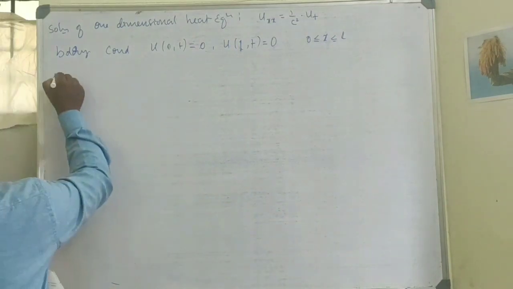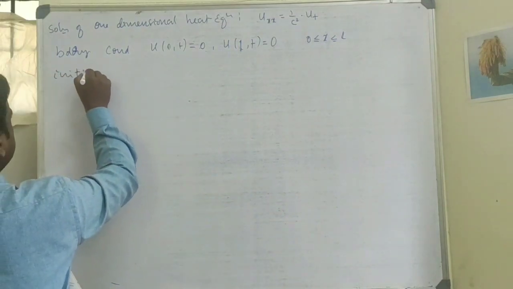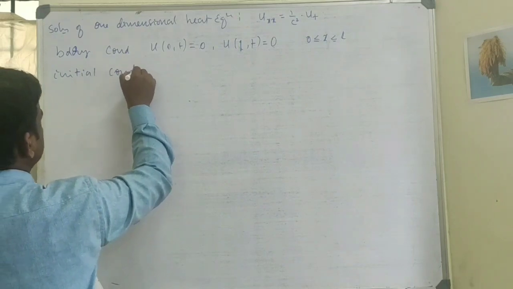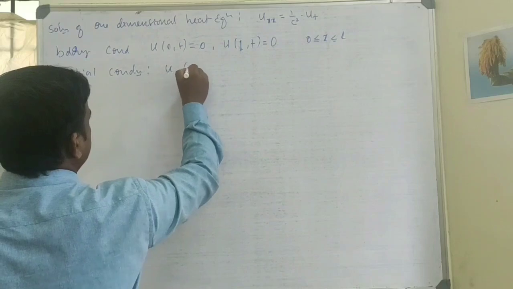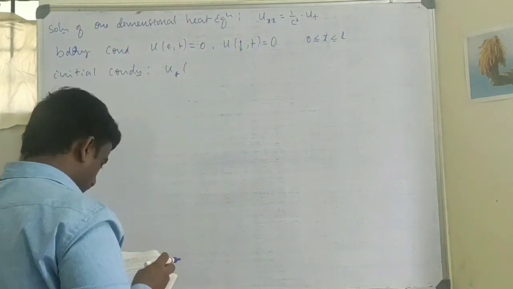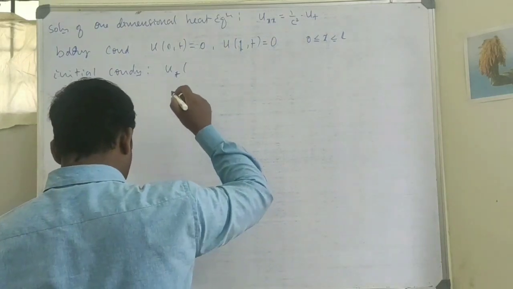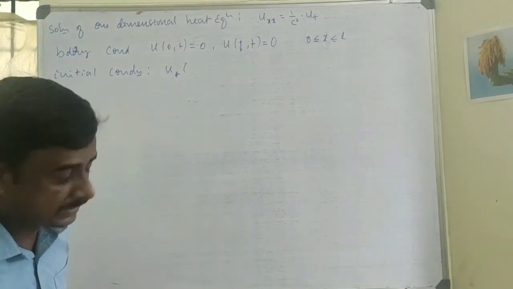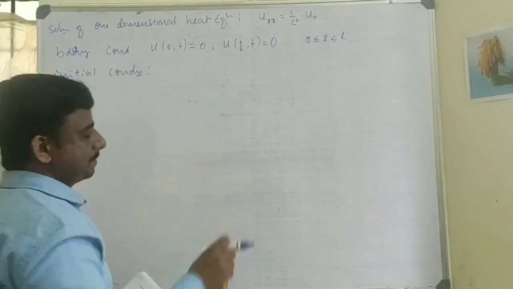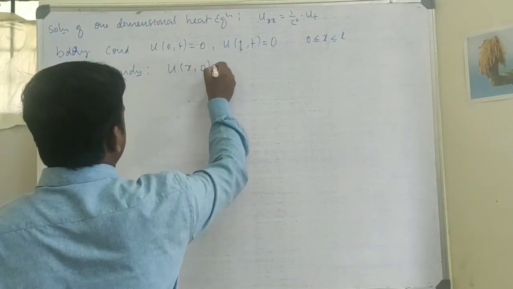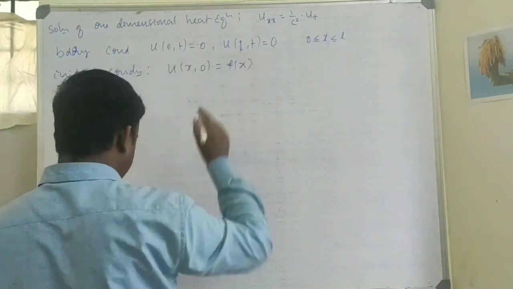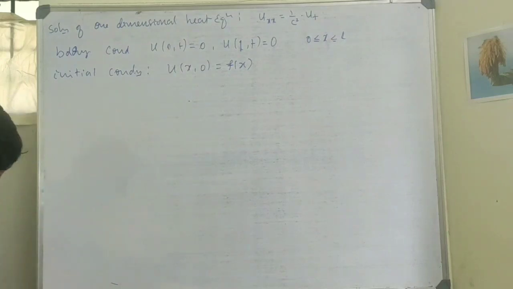Next, initial conditions. That condition is not given here. Initial conditions, u of x comma 0 equal to f of x. Now, method.